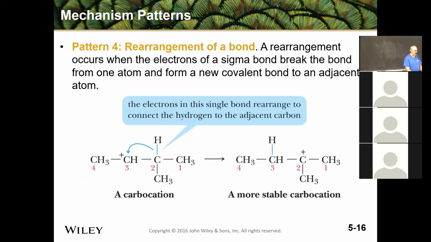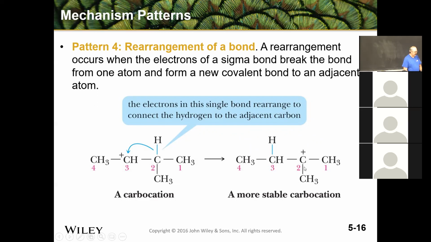Rearrangement. This is very common with carbocations. What's happening here is that hydrogen is pulling out its electron pair, moving over, and donating that pair to this carbon. What that does is it produces a more substituted, a more stable carbocation.